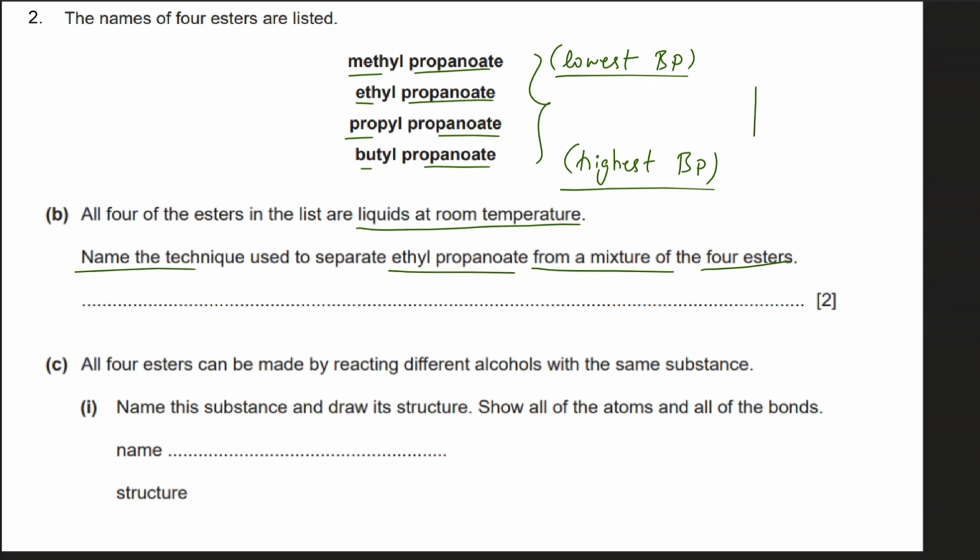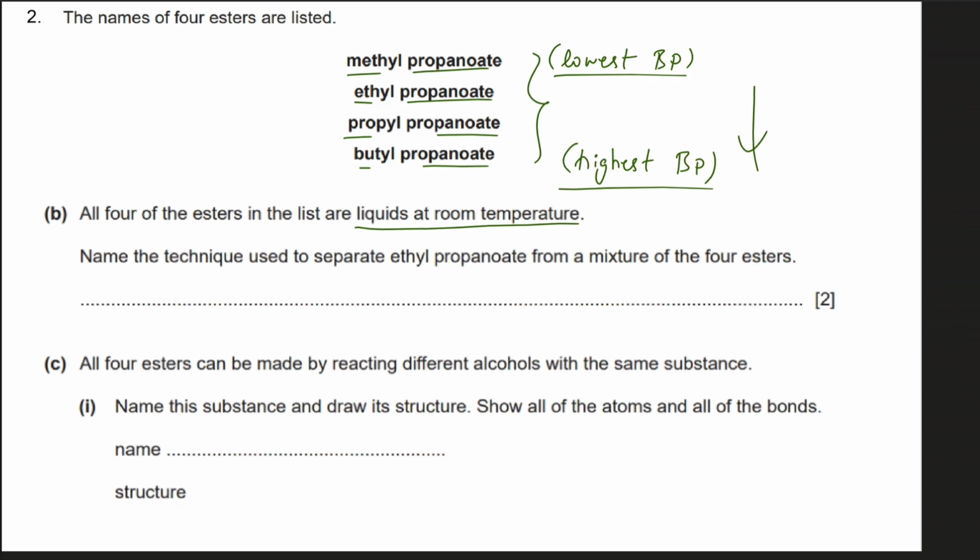So it gradually increases. So what we'll do is use fractional distillation. Why fractional distillation? Because using simple distillation, you cannot separate molecules fully if the difference in boiling points is very small. So if you use fractional distillation, even if the difference in boiling points is small, you can still separate the mixture. Okay. So the answer is fractional distillation.